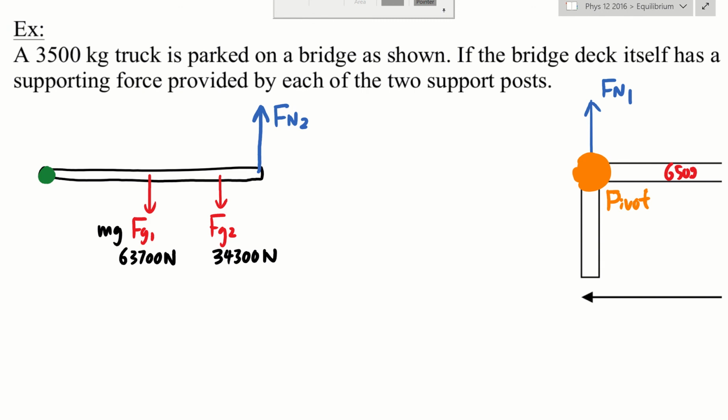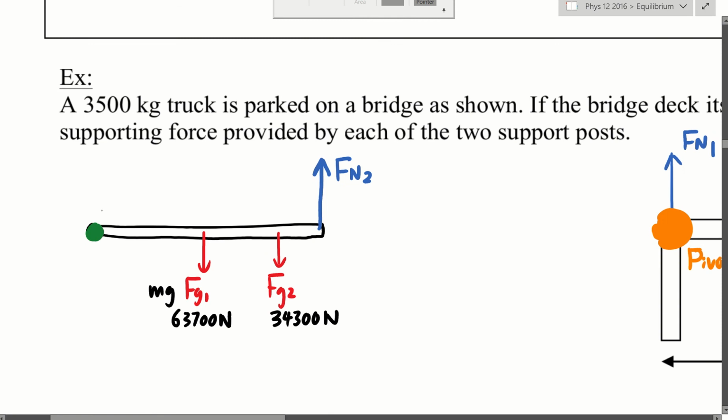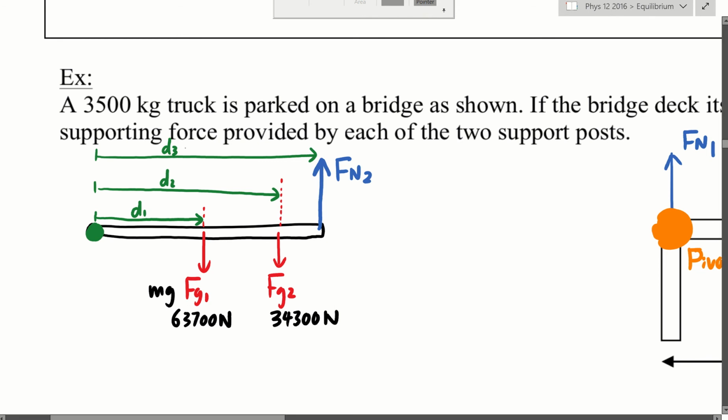Now, but before this question can go anywhere, I need you to find me all the distances. Get me D1. Get me D2. Get me D3. Every force has its own distance. I need you to look at the original picture and get me D1, D2, D3. Now, D3 should be obvious, right? The length of the beam is what? 15 meters. D3 is obvious.